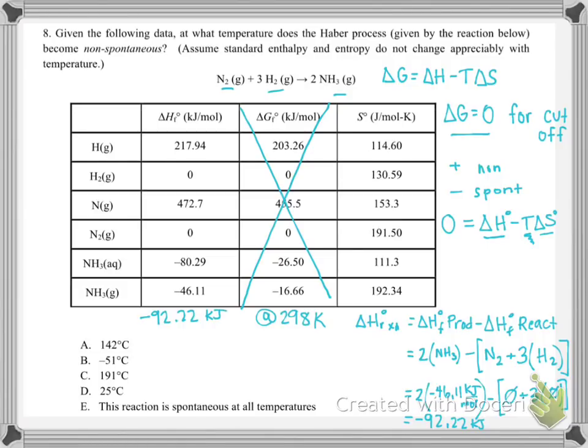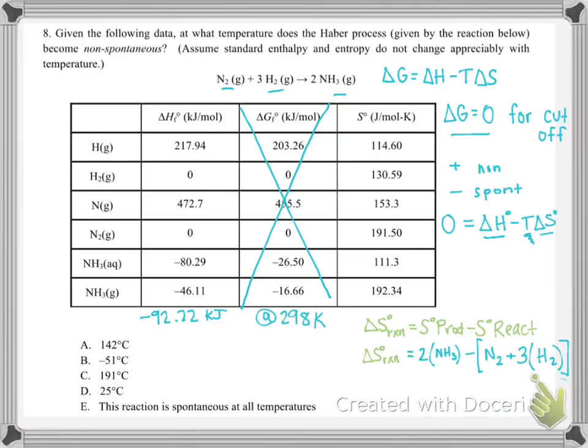Okay, so now we can use a similar idea to figure out what our delta S is. We'll still do products minus reactants. Okay, so same setup, just different numbers from the table now. So we'll still have 2 times the value for ammonia gas. And it's kind of cool there. We can see that the gaseous ammonia does have a higher entropy than the aqueous ammonia. This is in joules per mole Kelvin.